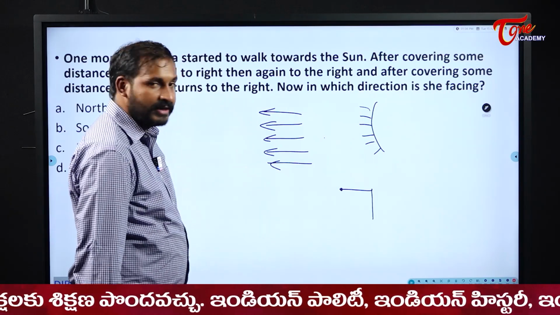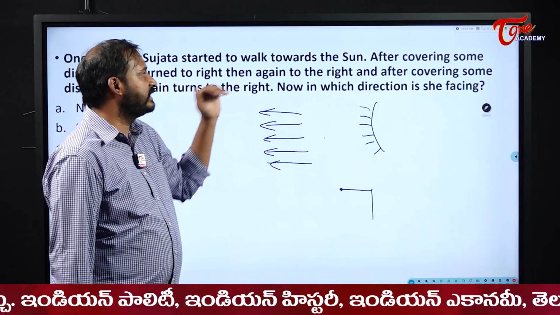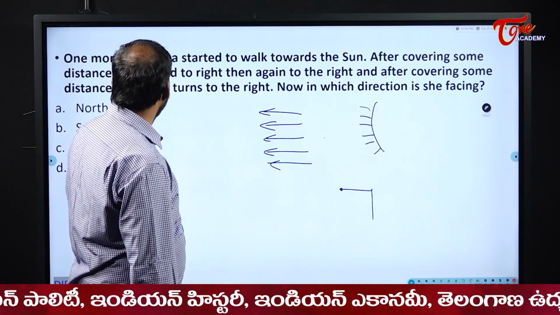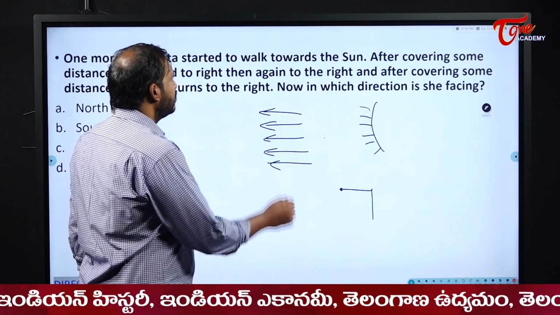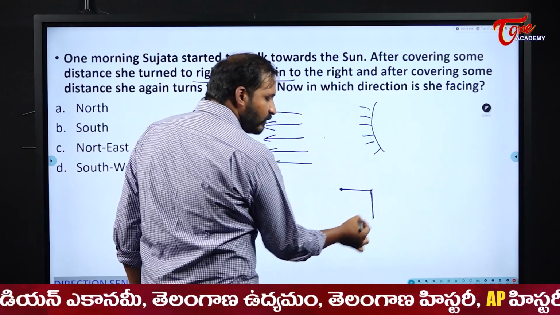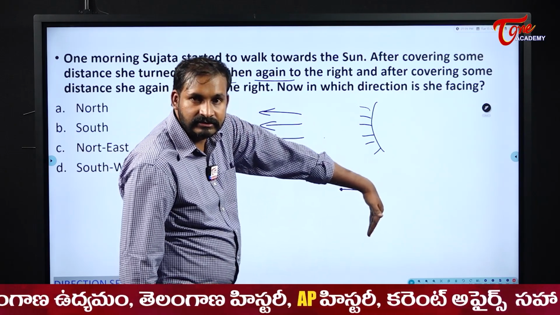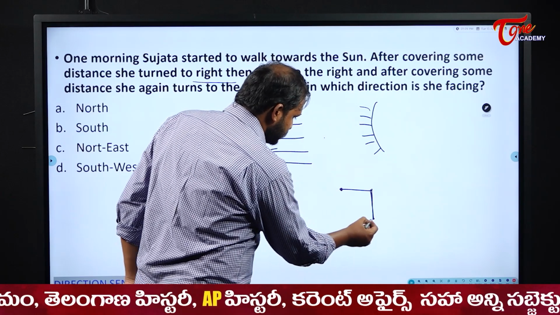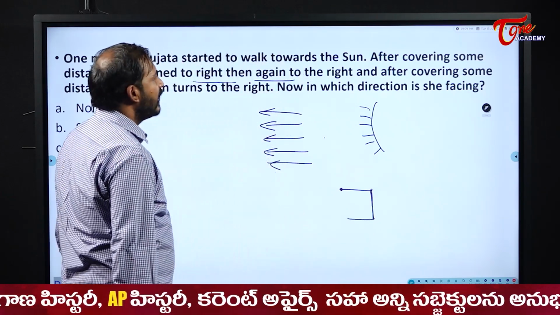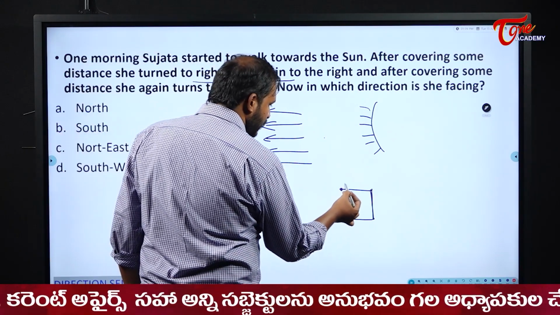Okay, this is not the question based on shadows, little bit different, no worries. After covering some distance, she turned to right, and again, after covering some distance, she turned to right. Then again to the right. Person who is moving in downward. Right means which direction, students? Moving in this direction. Right means this direction. Again to the right. And after covering some distance, she again turns to the right. That means what? Once again to the upward direction.